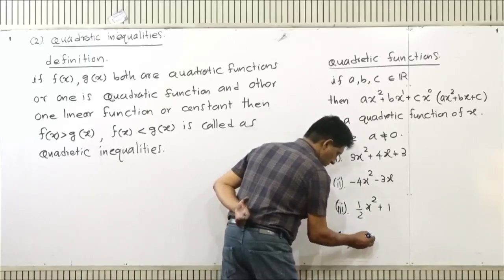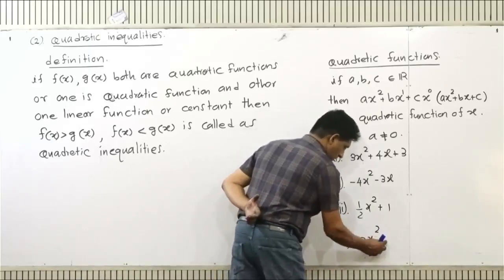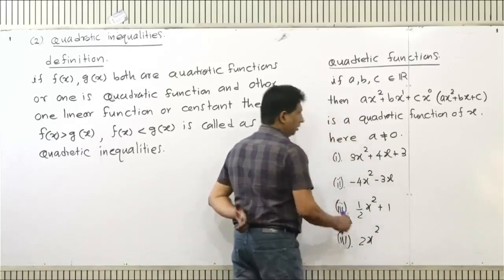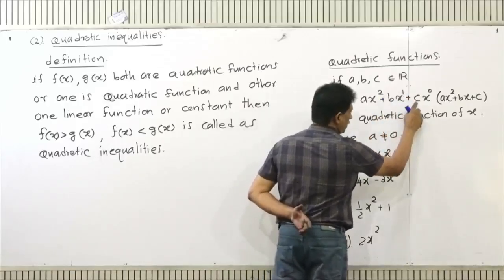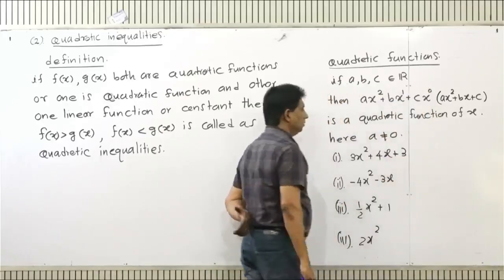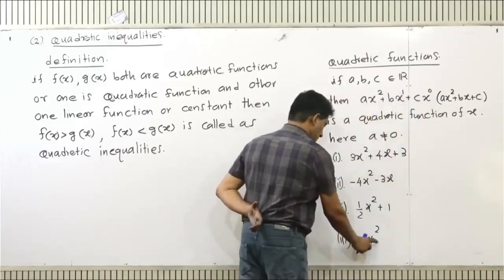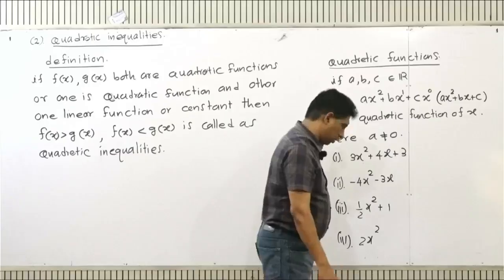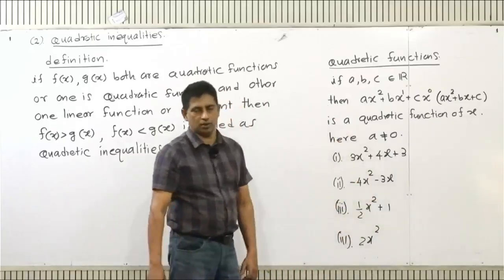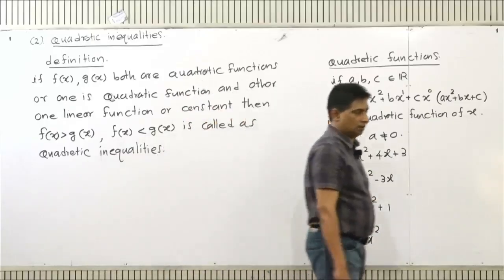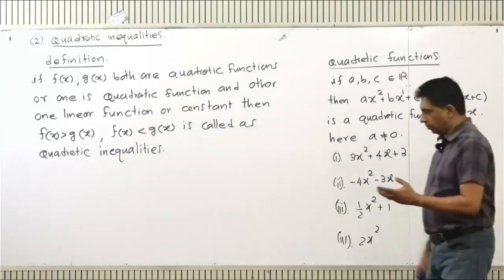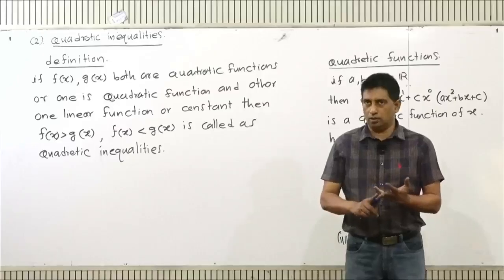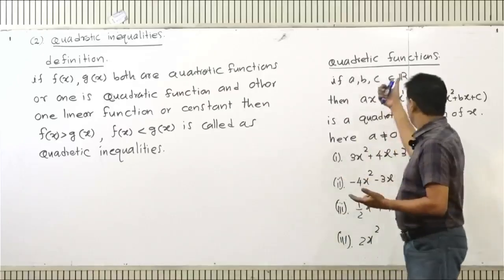If a is 2, b is 0 and c is 0. If b is 0, this term vanishes. If c is 0, this term vanishes. Then what is the remainder? Only this part, 2x squared. This is also a quadratic function. Right? Now you know about the constant function, the linear function, then the quadratic function.